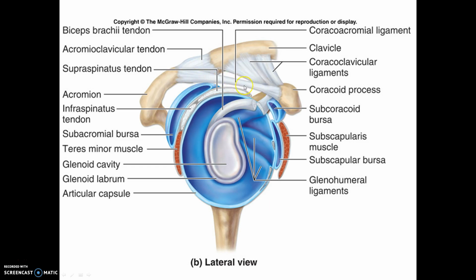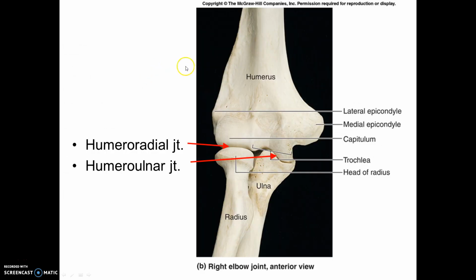And I'm just naming them for interest's sake. The coracoacromial ligament here kind of creates this arch that helps support the joint. And there's another ligament here, the acromioclavicular ligament. Even though it says tendon, it is a ligament. Just notice that. All right, so we move on to the elbow joint.